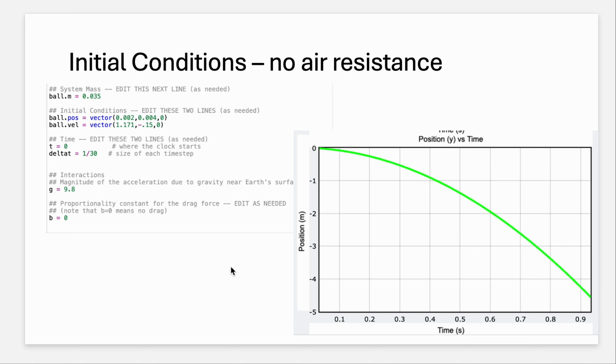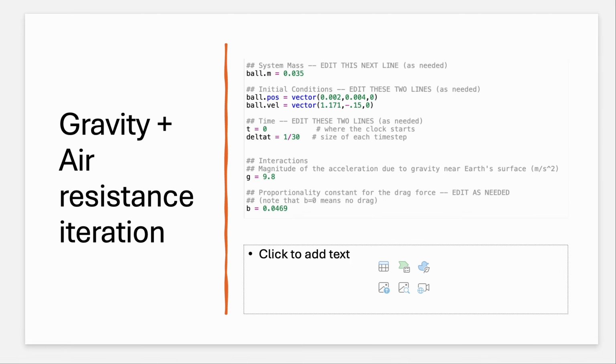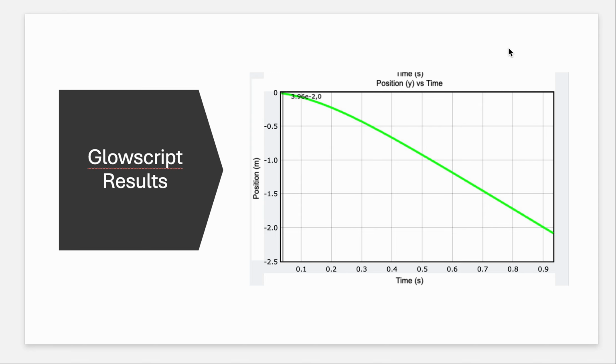The initial conditions whenever we assume no air resistance were these. And then b equals 0, which means no drag, and it gave us these results on this graph. And then whenever we did assume air resistance, we used these initial conditions, and this is what I made the drag, which gave these results on this graph.